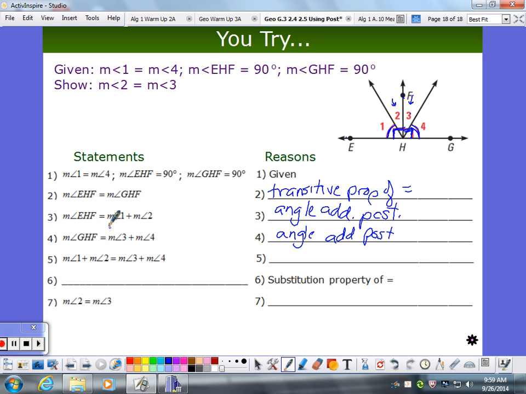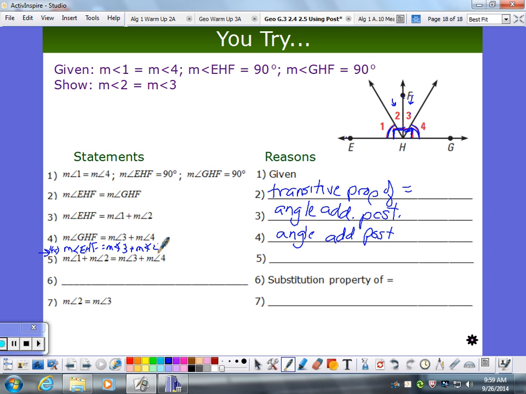Okay, now what? Now we're getting to the conclusion of what you wanted to happen beforehand. I'm saying this set, 1 plus 2, equals that set. They're making a bit of a leap here, so I'm going to insert a step. I'm going to take this and replace it with the measure of angle EHF. That's all I'm going to change.